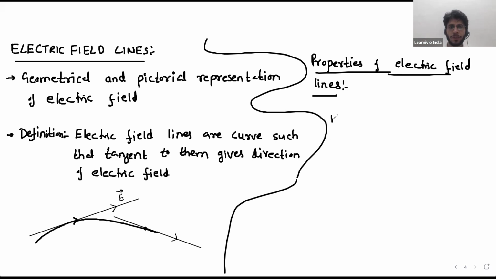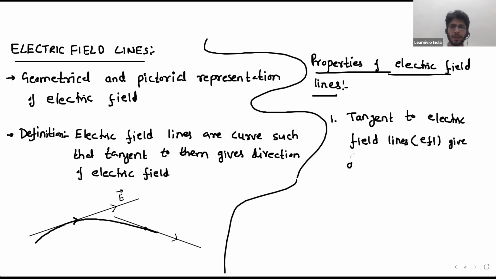So the first property is: tangent to electric field lines. From now onwards, for electric field lines, I will use EFL. Electric field lines are just EFL. The tangent to EFL gives the direction of electric field.